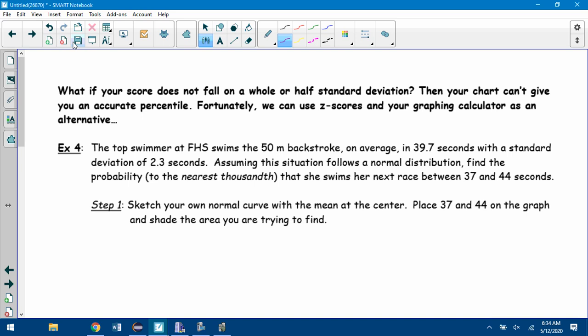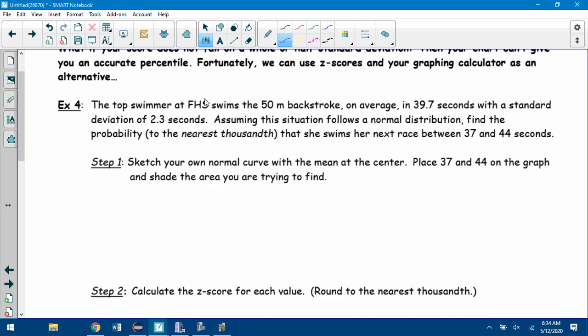So example 4 says the top swimmer at FHS swims the 50-meter backstroke on average in 39.7 seconds with a standard deviation of 2.3 seconds. Assuming this situation follows a normal distribution, find the probability to the nearest thousandth that she swims her next race between 37 and 44 seconds. Okay, so we can use this idea of the normal curve to figure out how likely you are to fall in a certain range because you've got percents of people in certain ranges.